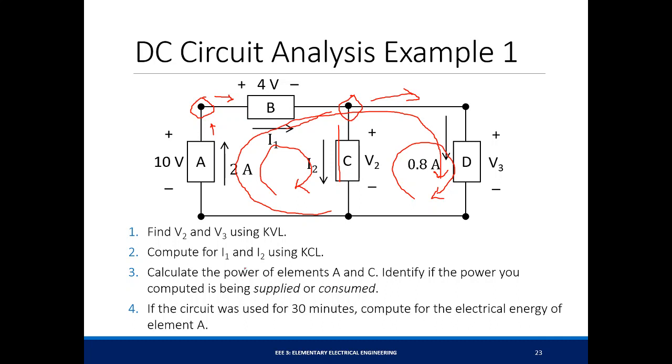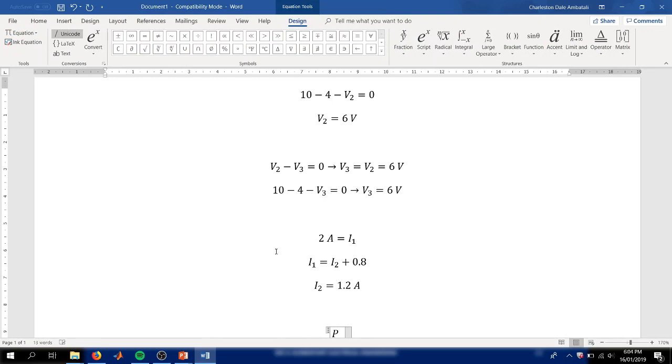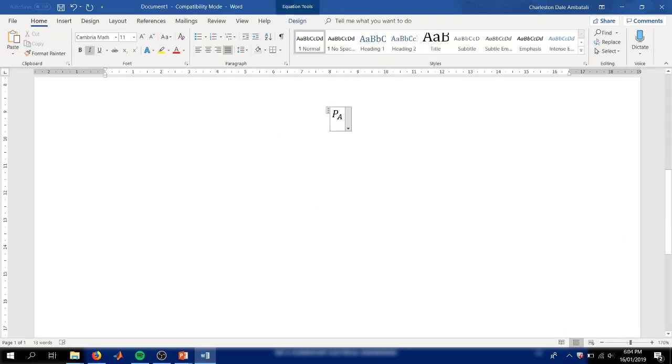Number 3, calculate the power of elements A and C. Identify if it's supplied or consumed. So element A, your current flows from negative to positive. So the power across A is equal to the voltage across A times the current across A. The voltage across A is 10 volts and the current is 2 amperes. Therefore, you'll get 20 watts of power.